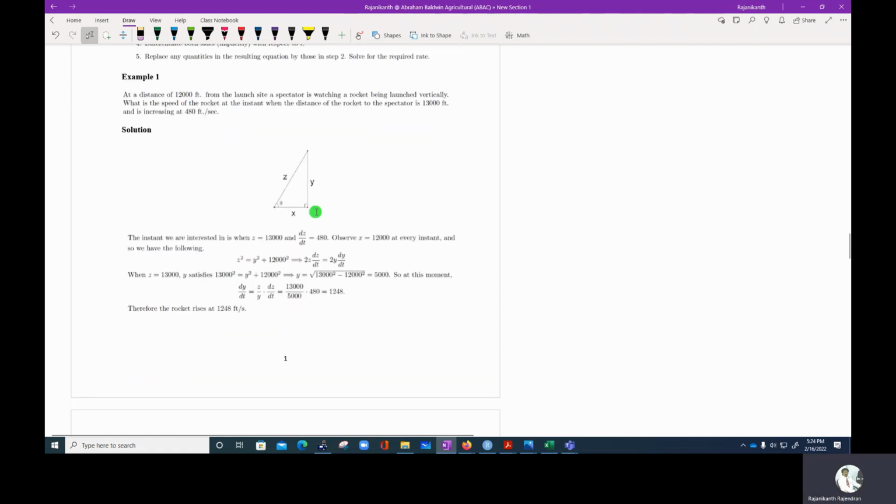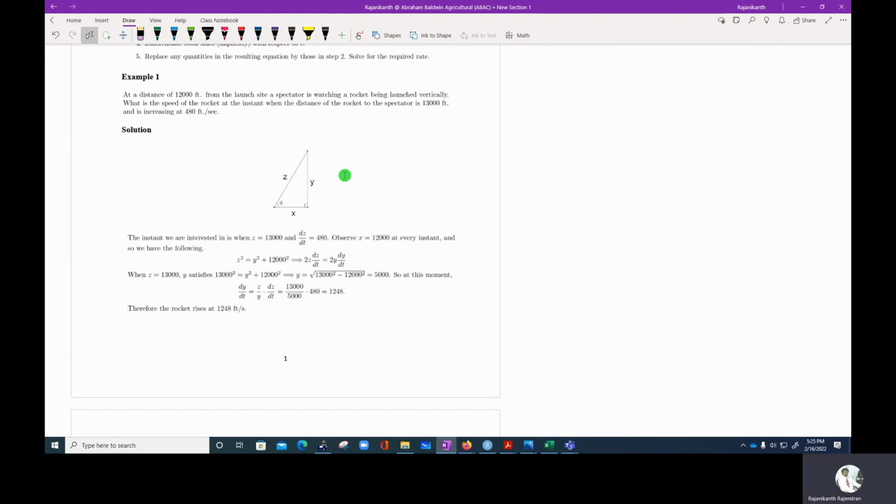Okay, this is a very good example. So look at this example. At a distance of 12,000 feet from the launch site, the spectator is watching a rocket being launched vertically. What's the speed of the rocket at the instant when the distance of the rocket to the spectator is 13,000 feet and is increasing at 480 feet per second? Okay, so this is one real application of implicit differentiation.